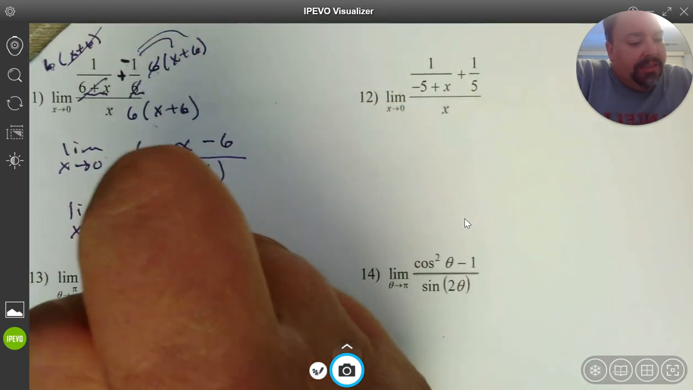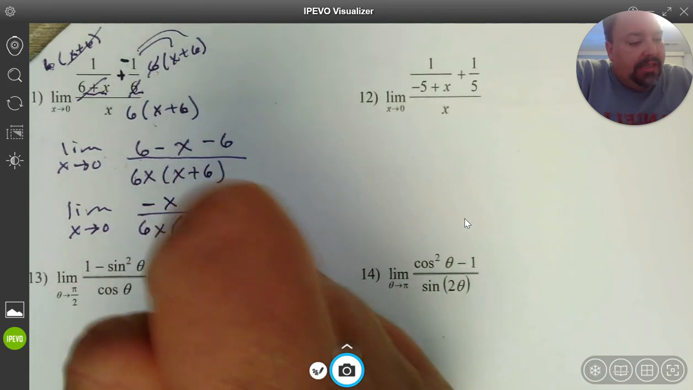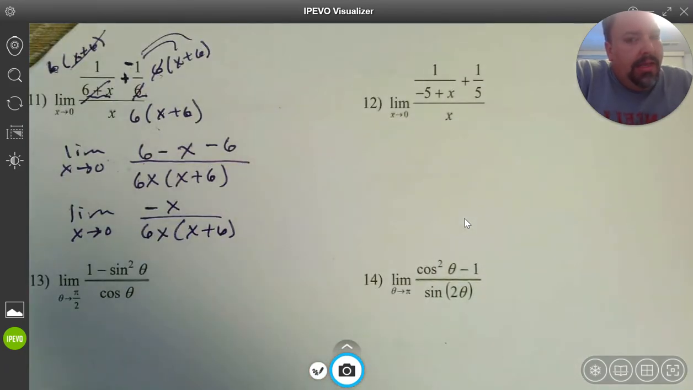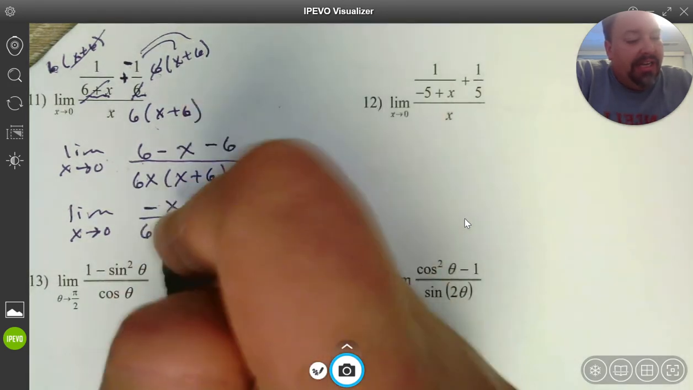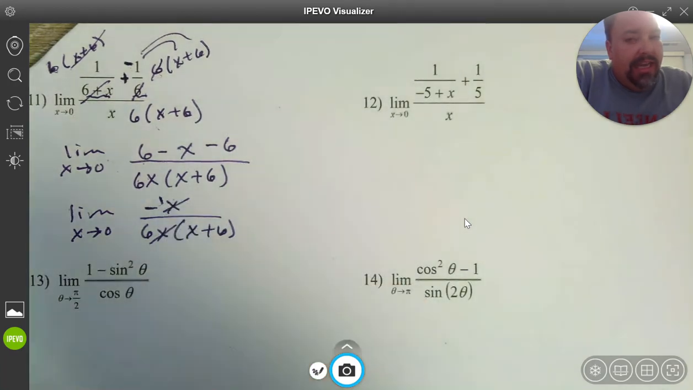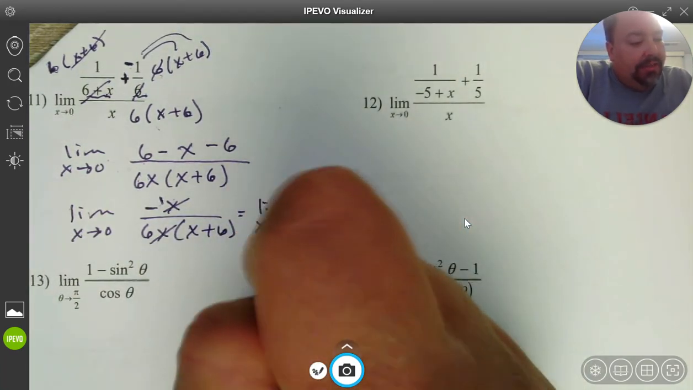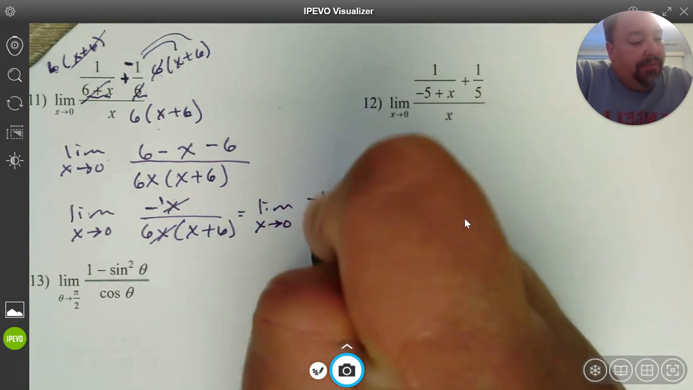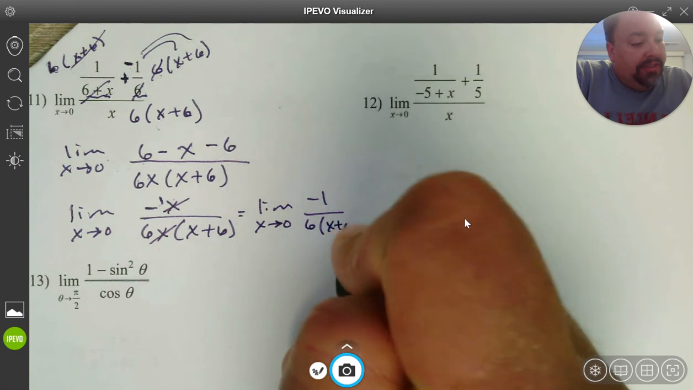6 minus 6 would cancel. We're left with a negative x. We have 6 times x, x plus 6. At this point, we can cancel out a factor of x on the top and the bottom. Even though this is a negative x, it would leave us with a negative 1 on top. And again, the x's would cancel out. So we have the limit as x goes to 0 of negative 1 over 6 and x plus 6.